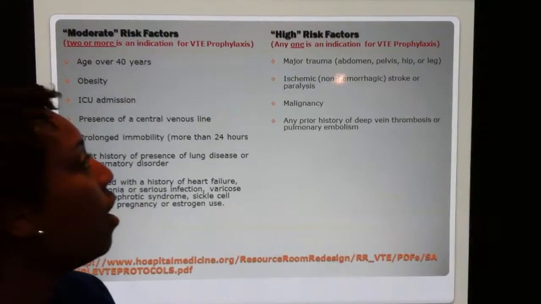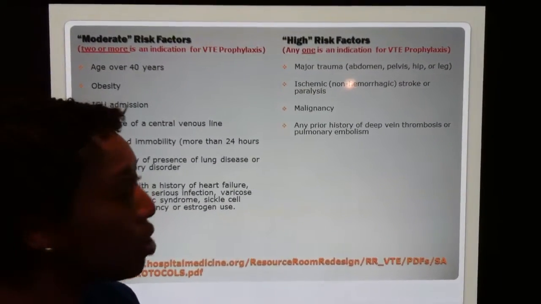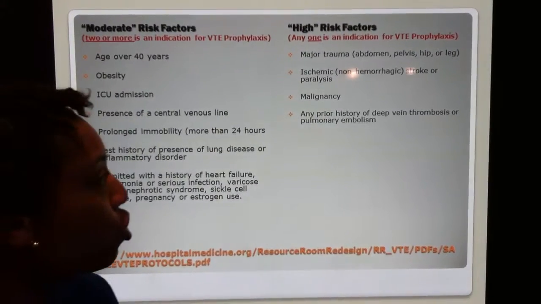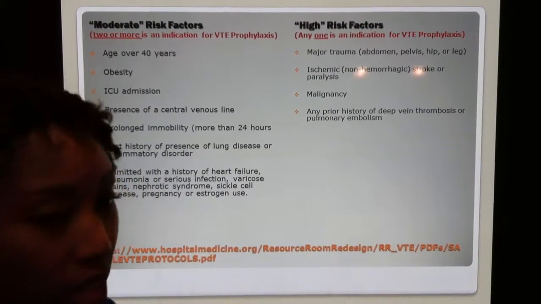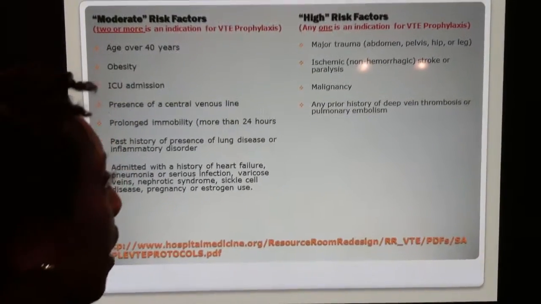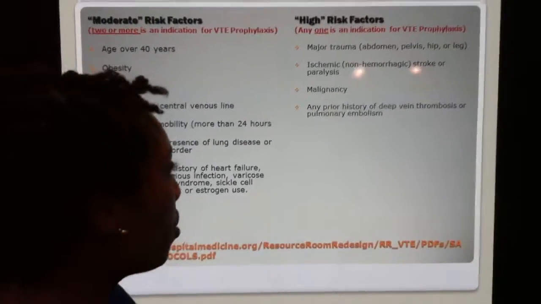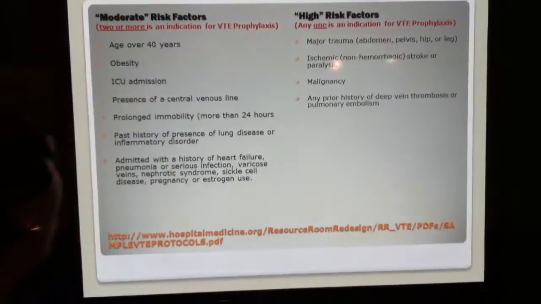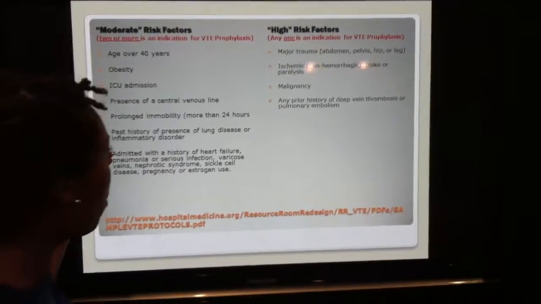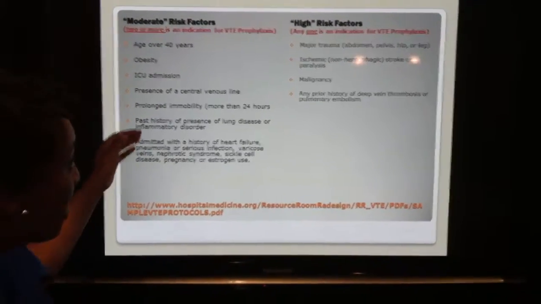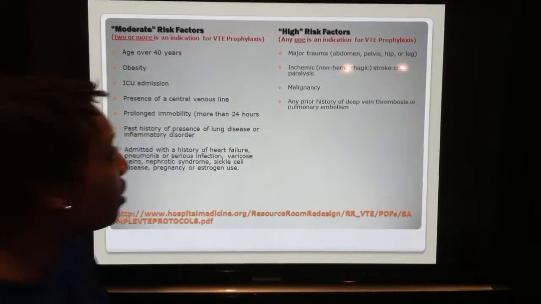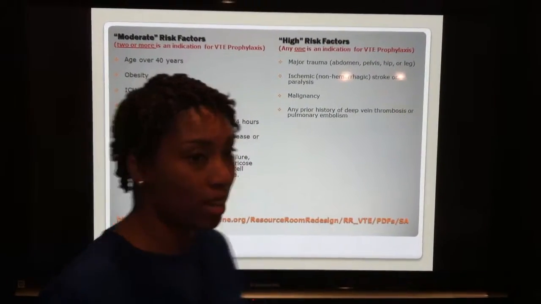High-risk factors are major trauma to the abdomen, pelvis, hip, or leg, ischemic stroke or paralysis that is non-hemorrhagic, malignancy, and any prior history of deep vein thrombosis or pulmonary embolism. Two or more of these risk factors is an indication for VTE prophylaxis, and one of these risk factors is an indication for VTE prophylaxis.